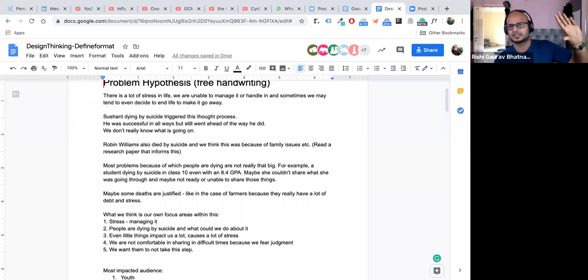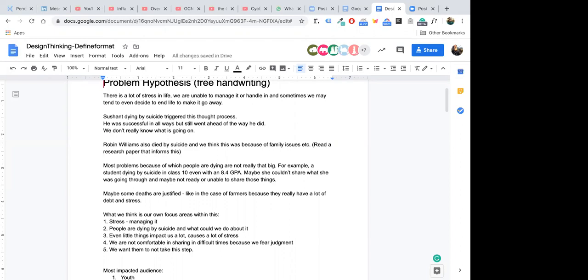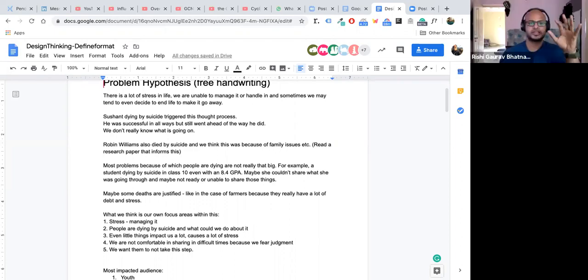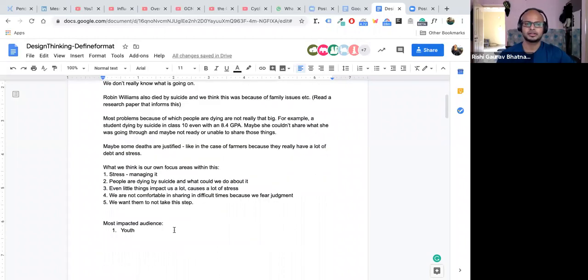Or that somebody has passed away, but we don't think they should have done this. But what we forget in that process is that's not even the point. It doesn't matter what we think about it. They should have a space to appropriately communicate what they're going through. That is the problem. And so we'll continue deep diving into it.